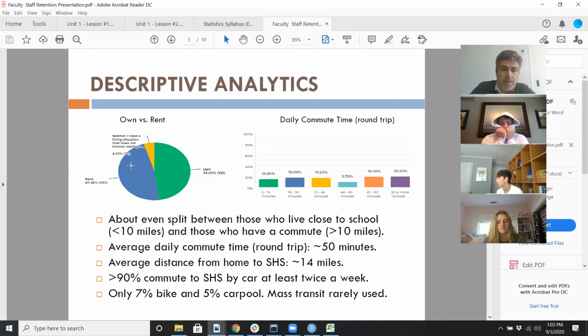Here you see another pie chart. Owning and renting. This is categorical, right? Whether you own or rent. This right here, I turned into categorical, but it could be numerical or quantitative because we could actually look at the number of minutes that people spend driving to work.